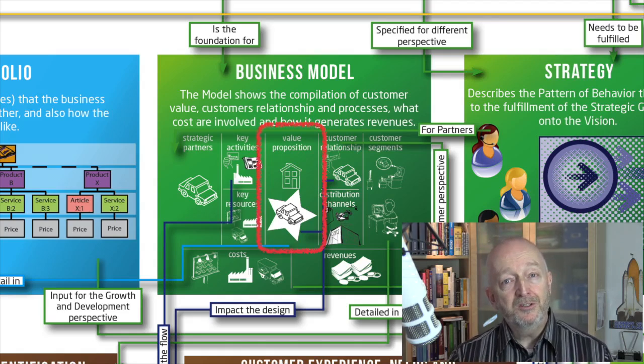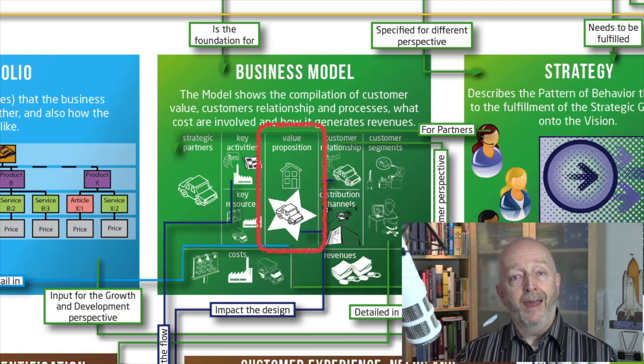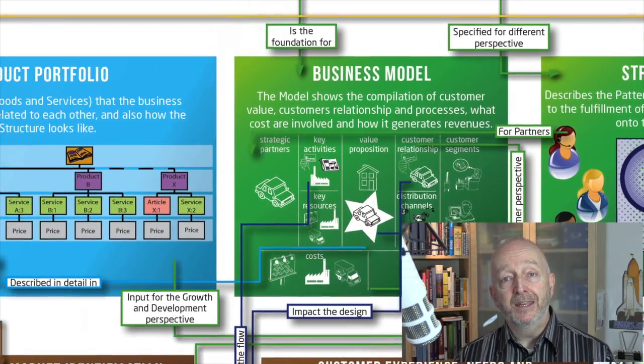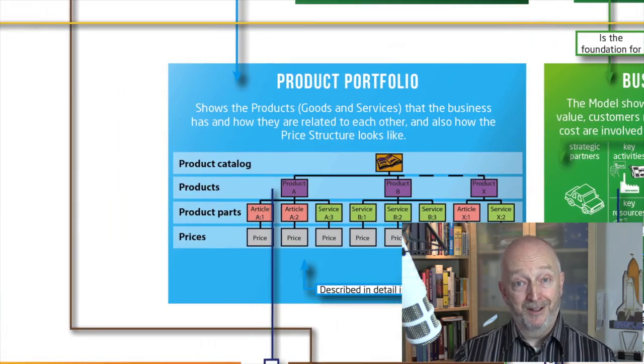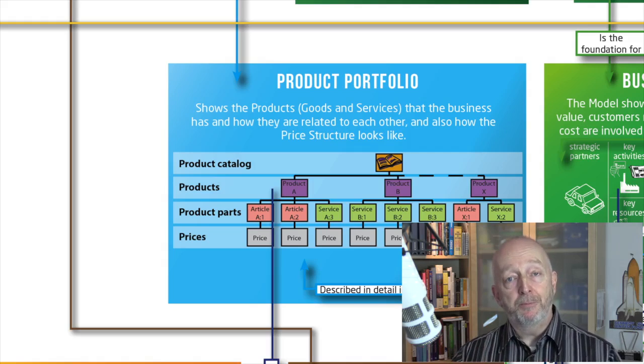But anyway, in the business model I talked about the value proposition and the importance of understanding what it is that you deliver, what value you are creating. That value we talked about in the business idea as well, but now we talk about it in the business model, and we detail it into what I'm going to talk about today, and that's the product portfolio.